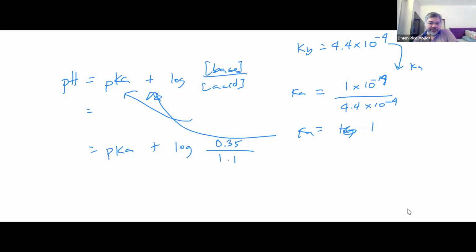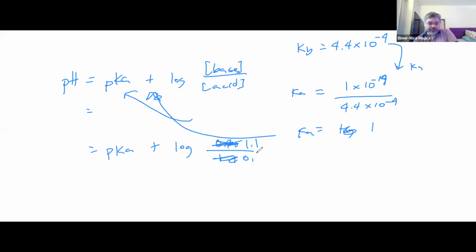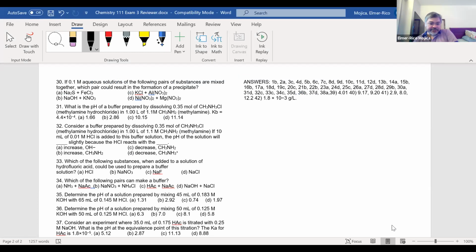If you base it on this problem here, it's the other way around. My mistake. It should be the 1.1 and the 0.35. So the acid that you have is the 0.35. And why did you say 0.35 moles? Because you divide it by 1 liter, so that gives you the molarity. And then you have 1.1 molarity of your methylamine. So that's your base.